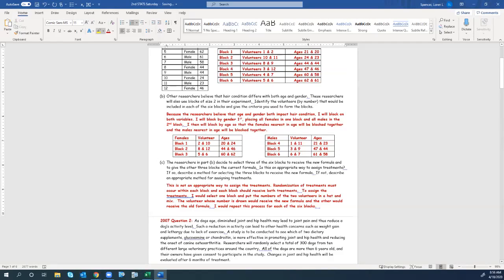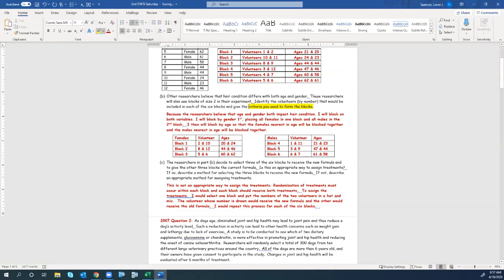And once again, if you made 3 boxes that look like females and were labeled 1, 2, and 3, and 3 boxes for males, etc., where you put their volunteer number or their age number or both, that would be great. And then once again, you must give the criteria you use to form the blocks.